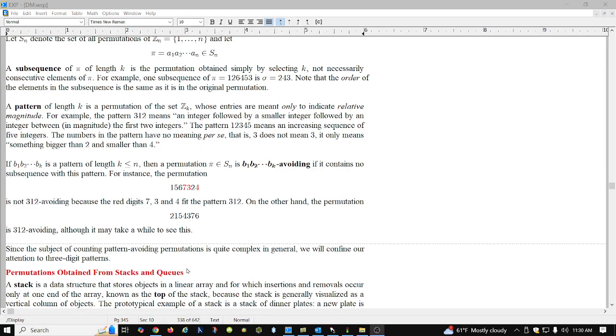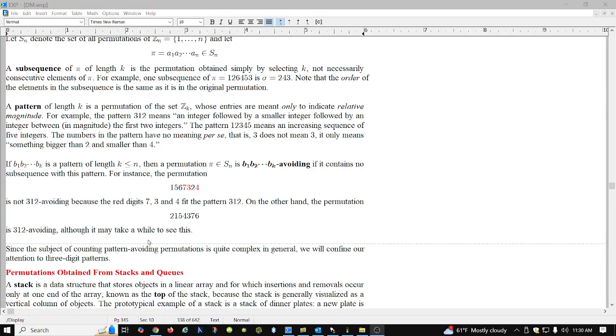Now, as I mentioned, the subject of counting pattern avoiding permutations is quite complex. But we're going to confine ourselves to 3-digit patterns, and we are almost going to count all of them. And you'll have to wait till the end when I explain the word almost. Okay.